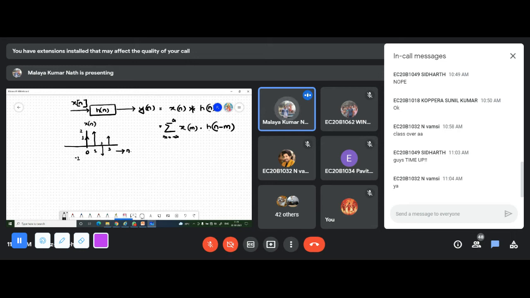Try to understand very carefully. Now suppose I have another signal, h of n. Suppose h of n is any signal I have taken: at n equal to 0 it has a magnitude of 1, at n equal to 1 a magnitude of 2, and at n equal to 2 a magnitude of again 1. So this is 0, 1, 2, with magnitudes 1, 2, and again 1. I hope it is clear to you. So this is your h of n.